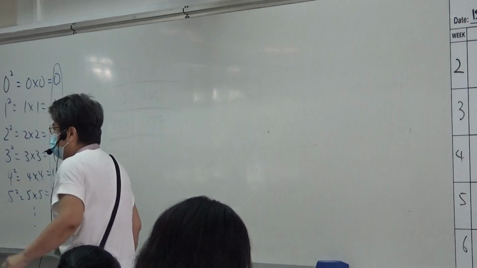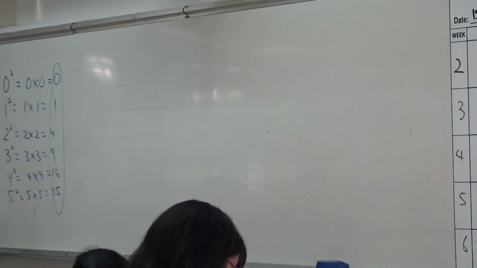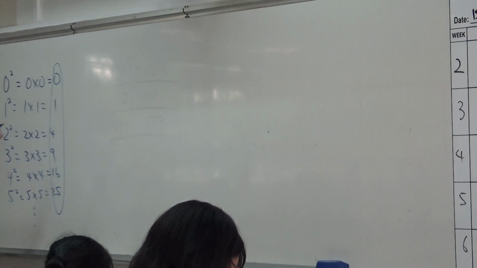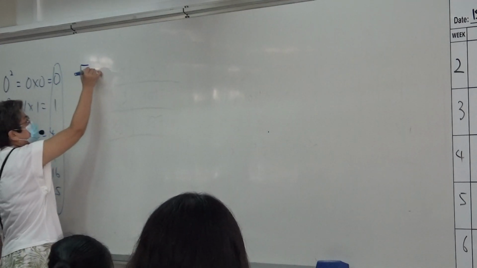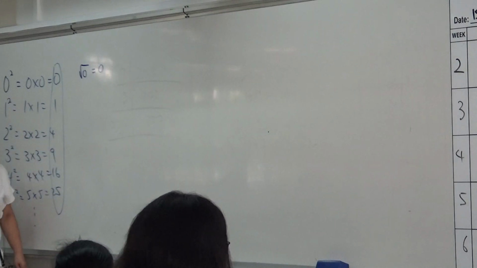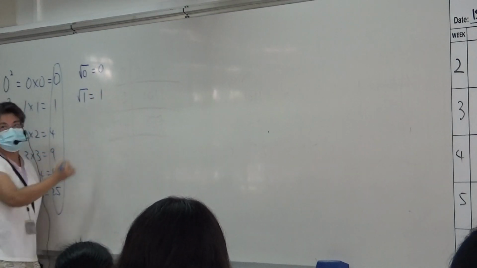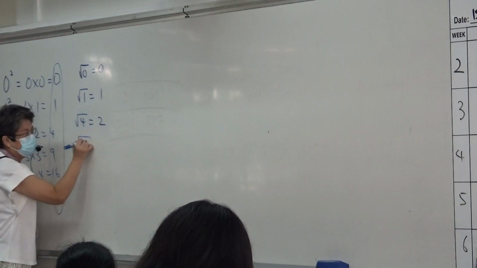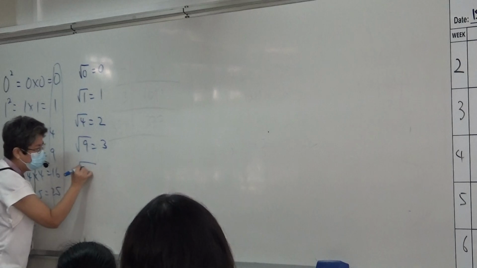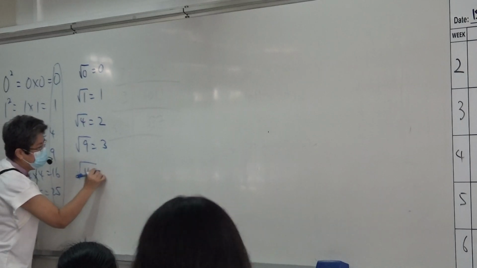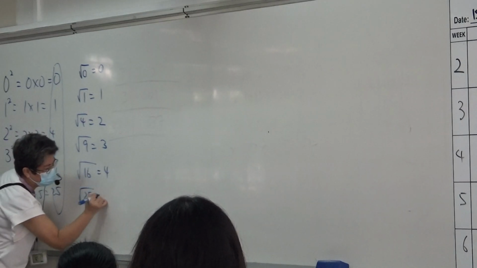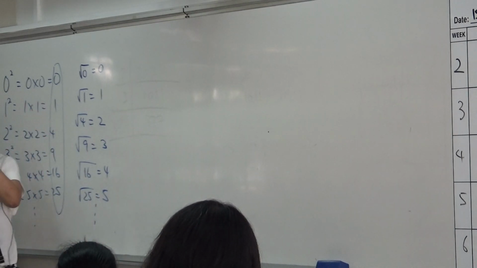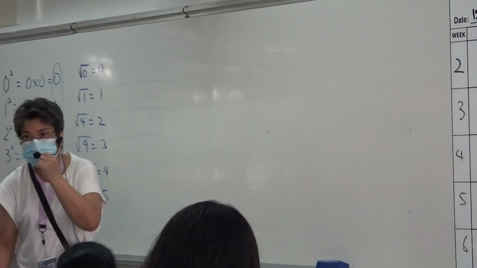The last lesson. Or they are also called perfect squares. Why is that so? Because when I take the square root of 0, it's a whole number. When I take the square root of 1, it's also a whole number. When I take the square root of 4, it's a whole number. Next one, the square root of 16 is 4. Next one, 5, and so on. That's why they are called square numbers, because when I take the square root, it must be a whole number.